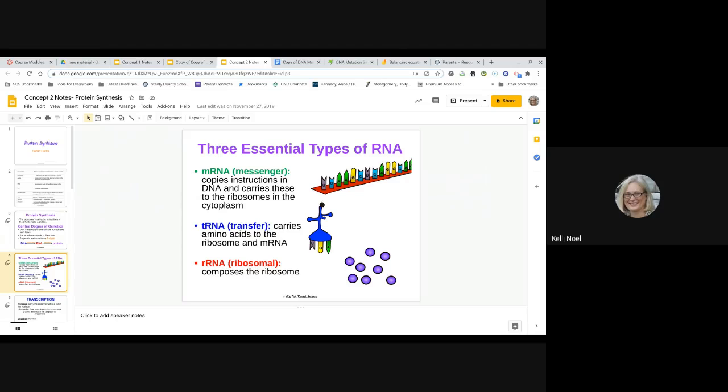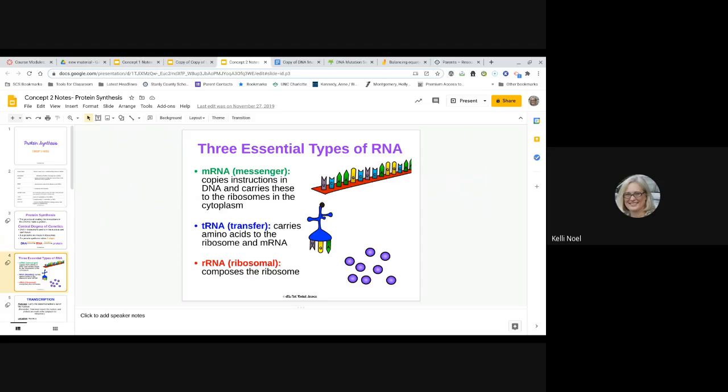All right, so we're going to look at the types of RNA that are involved. Number one is mRNA. The M stands for messenger. It is what is going to come from the nucleus. It has a copy of the instructions, and it's what's going to go to the ribosome, and it has the directions for making that protein.